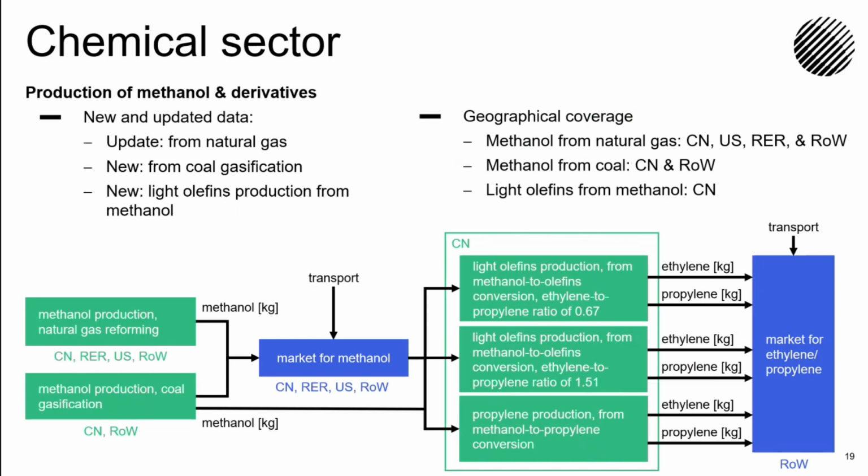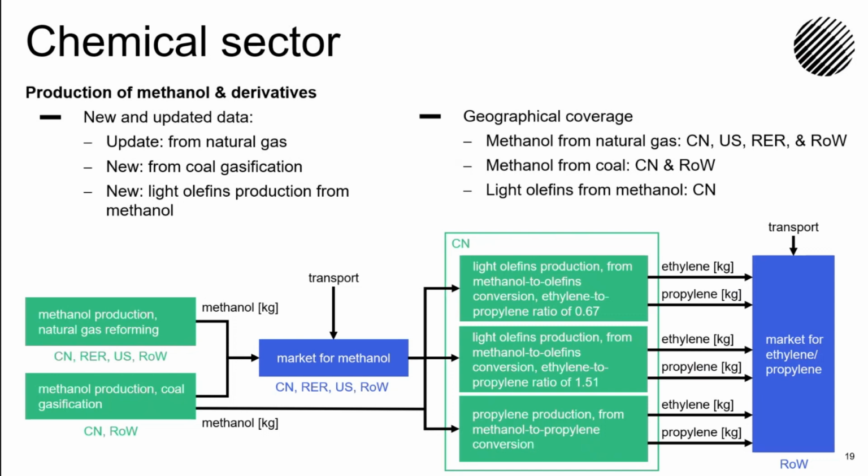Another update done in the chemical sector concerns the supply chain of methanol. Methanol is produced mainly from natural gas or coal, and these two main production routes are now covered in version 3.10. The production through natural gas reforming was already present in version 3.9, but we have updated it for version 3.10. Datasets are available for China, the US, Europe, and rest of the world based on data published in literature in 2017. The activity for the production of methanol by coal gasification is brand new.